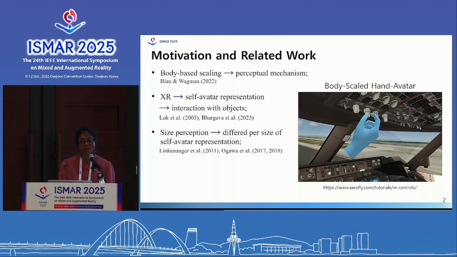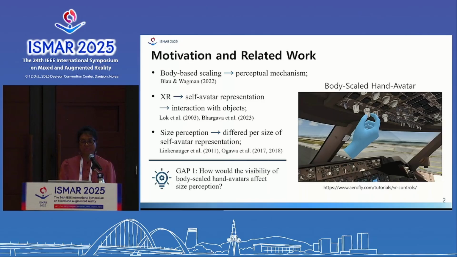A plethora of previous research has shown that when these virtual hands or their variations engage with objects, body-based scaling may occur, causing the objects to be perceived differently based on the size of the virtual hands. However, they do not clearly state how the visibility of body-scaled hand avatars affect size perception.